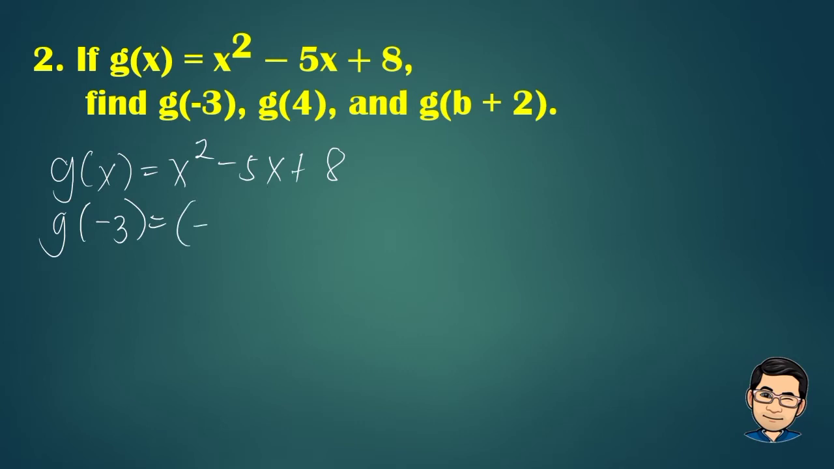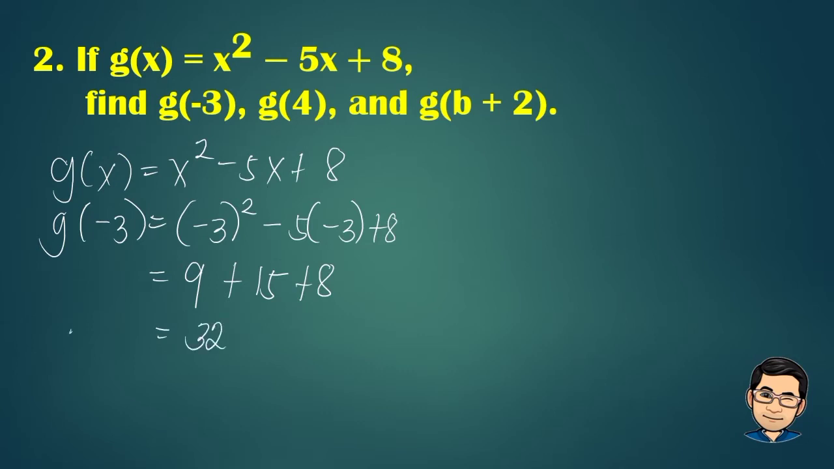So, negative 3 squared minus 5 times negative 3 plus 8. Now, what is negative 3 squared? That is positive 9. Negative times negative, that is positive. Next, negative 5 times negative 3, that is positive 15 plus 8. Now, 9 plus 15 plus 8, that is 32. So, the value of g of negative 3 is 32.